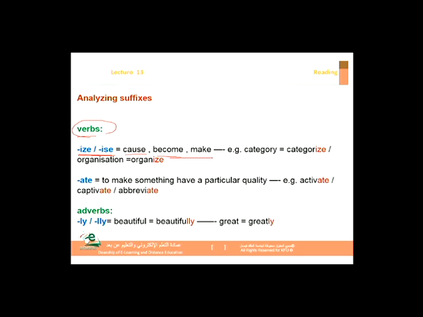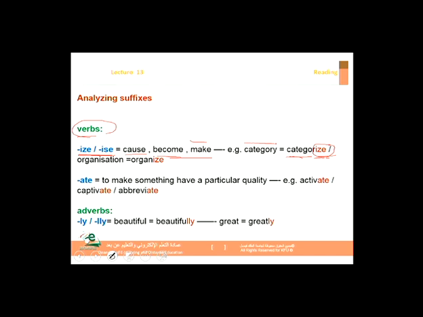For example, we have the word category. What is the verb from the noun category? It is to categorize. So this is the suffix at the end that tells us that this is a verb, and it means to make categories, basically.